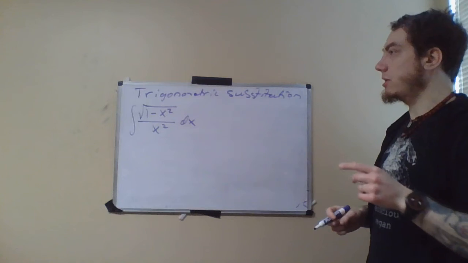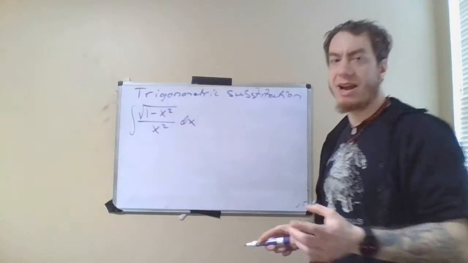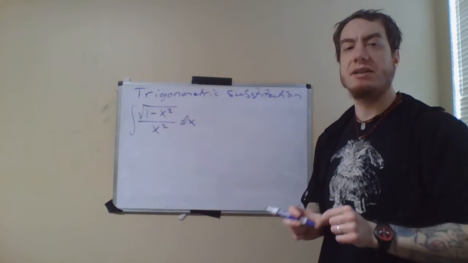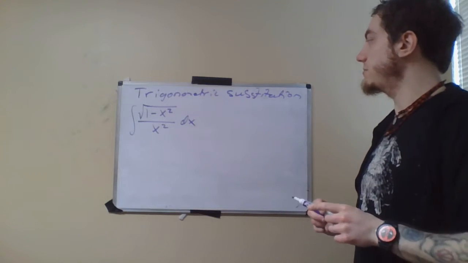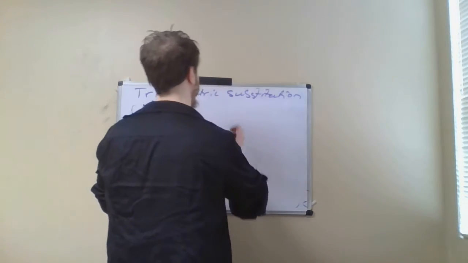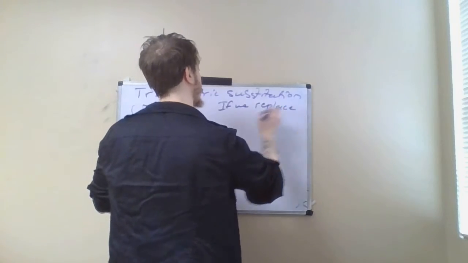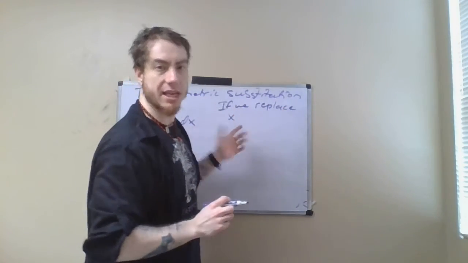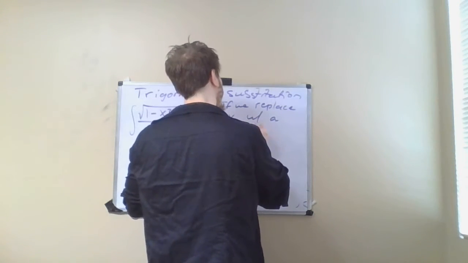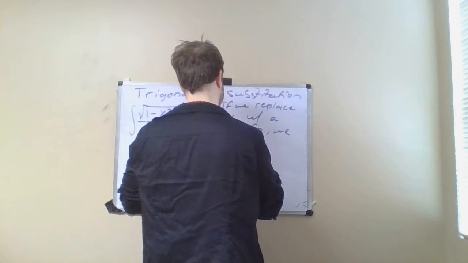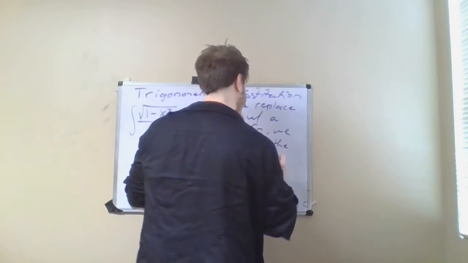And what you want to remember is that things of the form 1 minus something squared show up in the Pythagorean identity. And that is the key observation behind all of trigonometric substitutions. The key observation is that if we replace x, or whatever variable we're using, in this case x, with a trig function, we can use the Pythagorean identities.